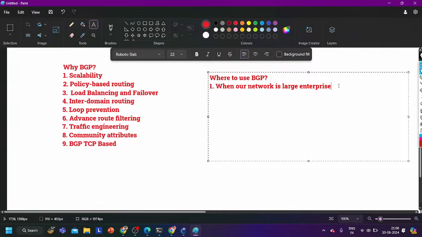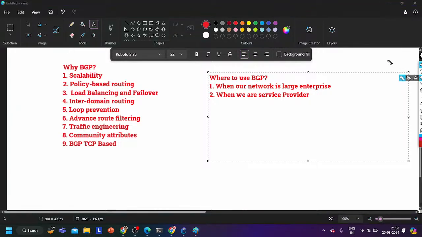When our network is a large enterprise, in that scenario we will use the BGP routing protocol. The reason: IGP protocols cannot handle lots of prefixes in their routing table. Then, when we are a service provider, in the service provider network, we will use BGP. The reason: what is a service provider going to provide?